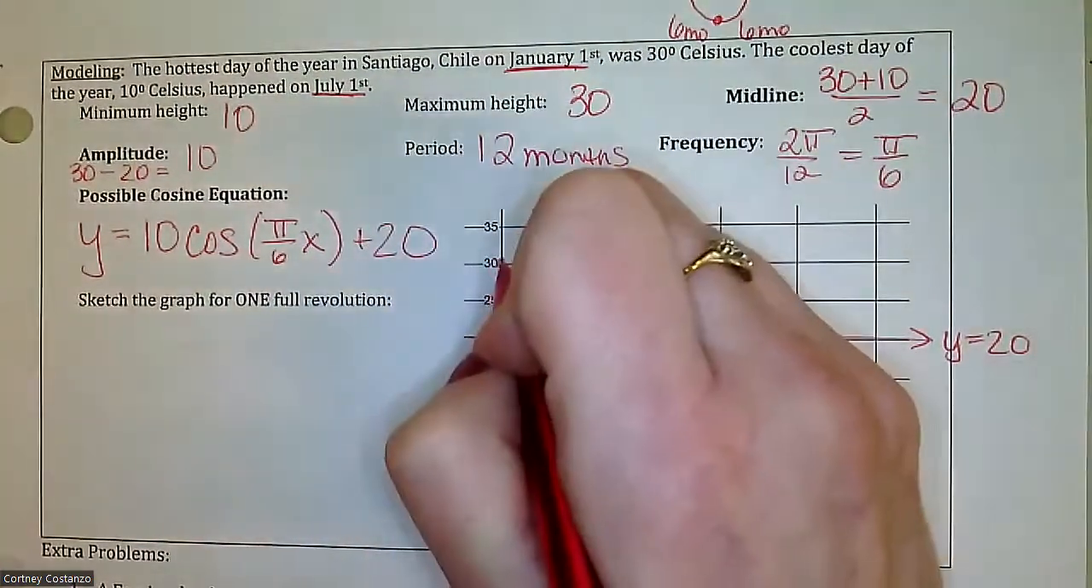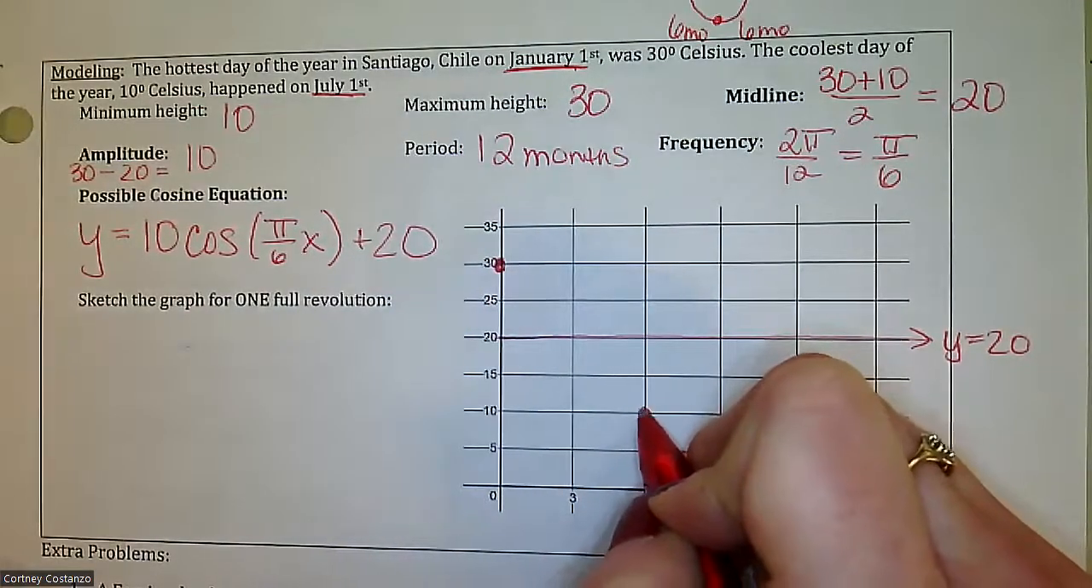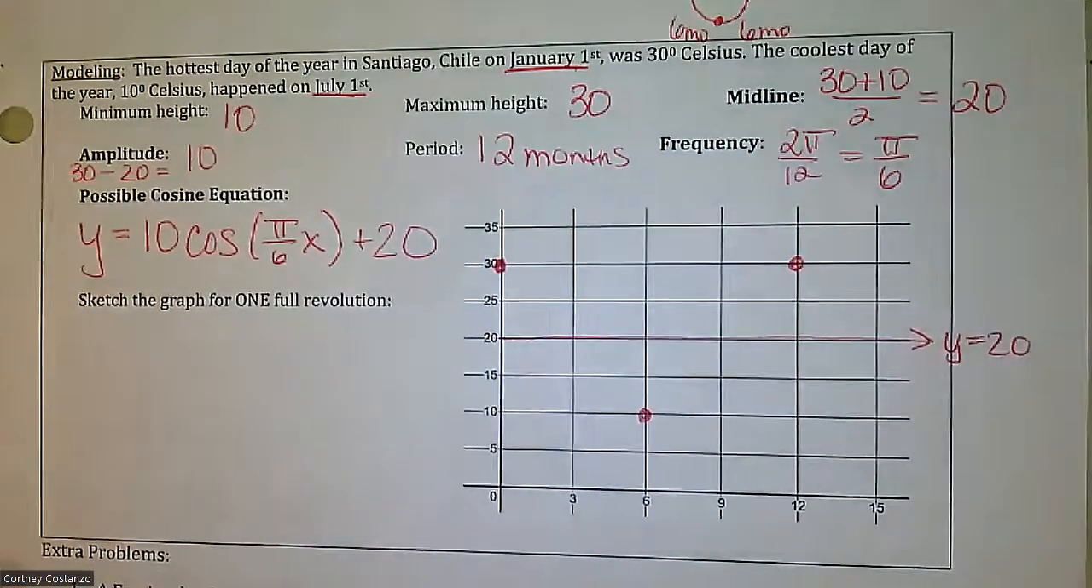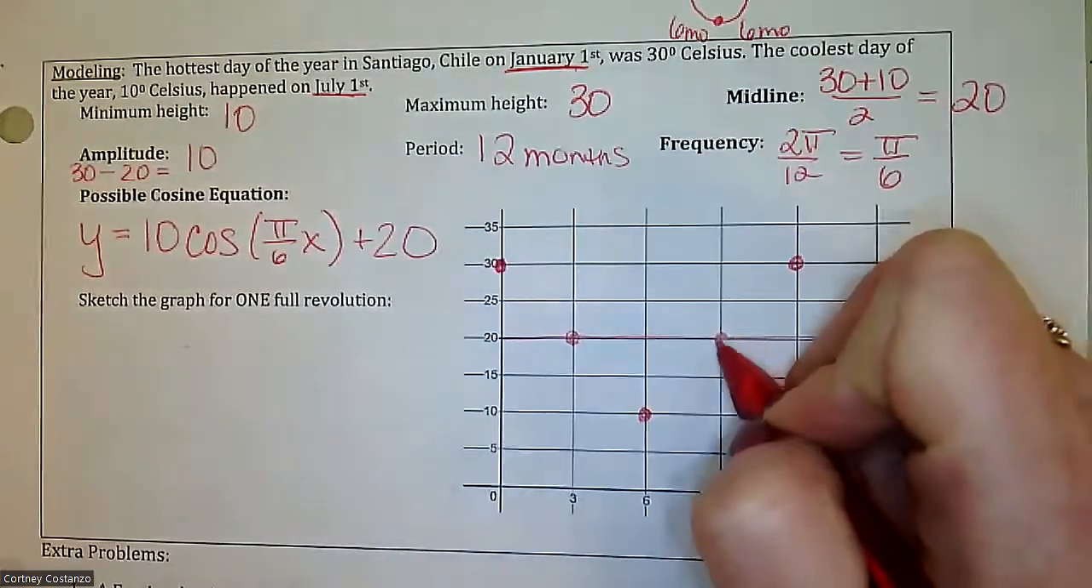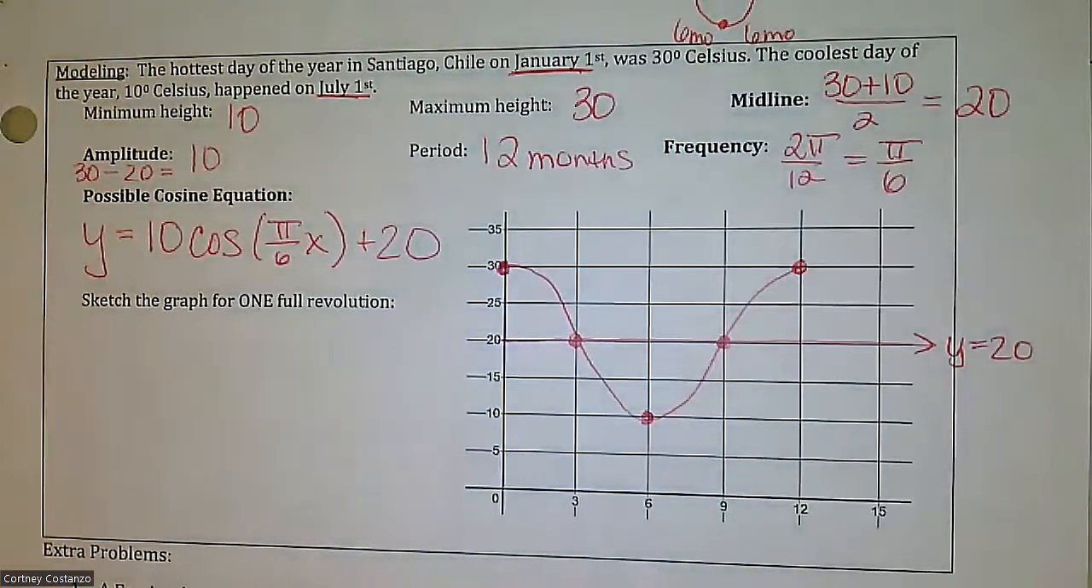So we know it starts at 30 degrees. By 6 months, we're at 10 degrees. 6 months later, we should be back at a warm month. So on the line, and we can draw one full cycle of the temperatures in this city.